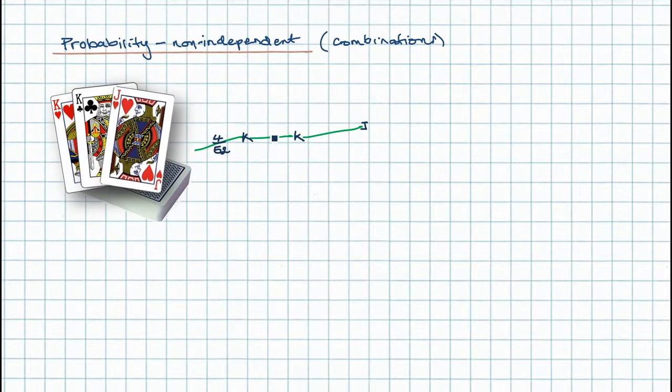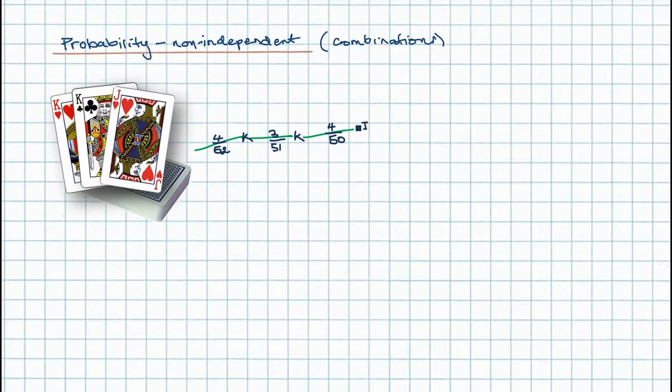The next arm is going to be 3, because I've already drawn one king, so there's only 3 left, so we've got 3 chances out of not 52 anymore, but 51, because I haven't replaced the first card that I drew, and this is why it's non-independent. Now I've got my jack. Well, there are 4 jacks still left, and there are 50 cards left in the pack. So this particular branch, to get king, king and jack in that order, would be 4 over 52 times 3 over 51 times 4 over 50.